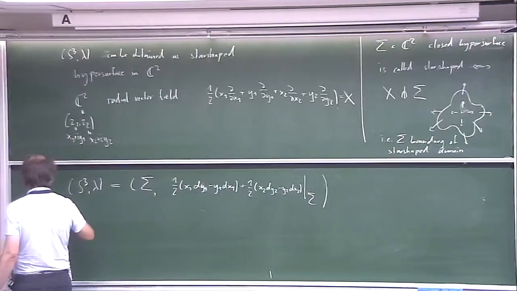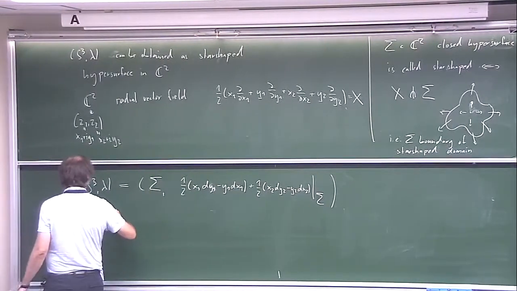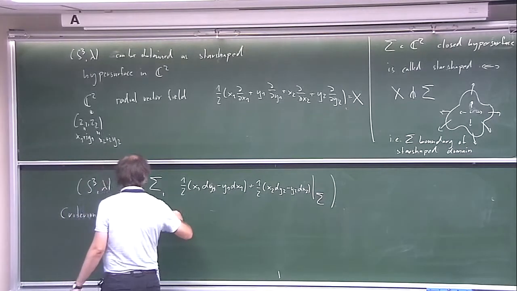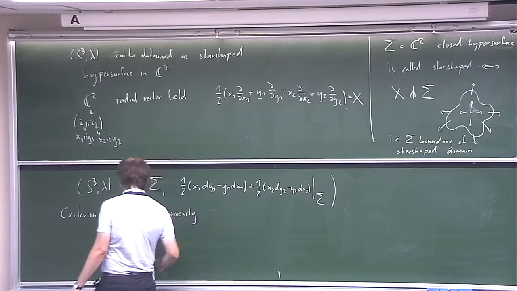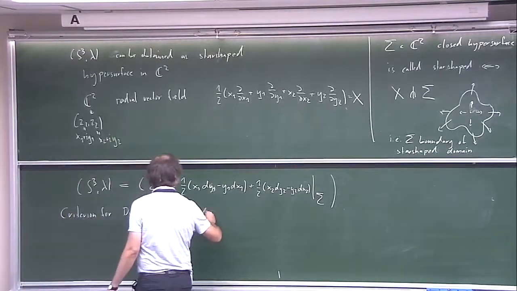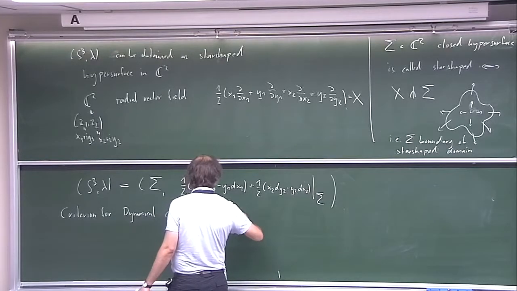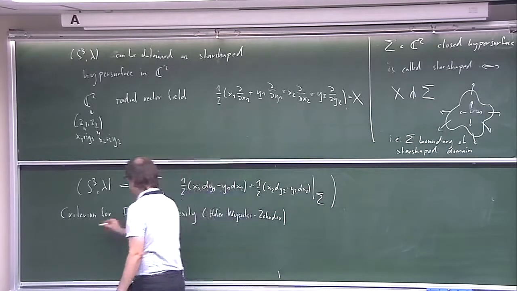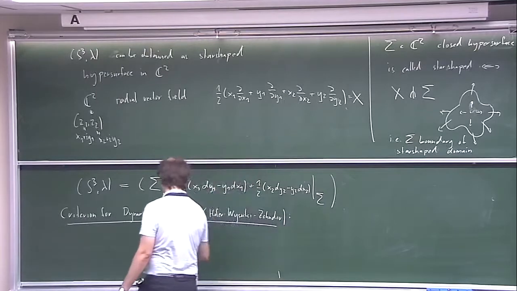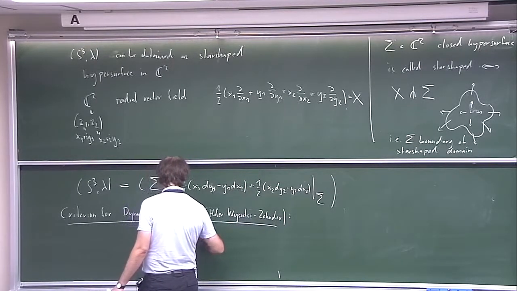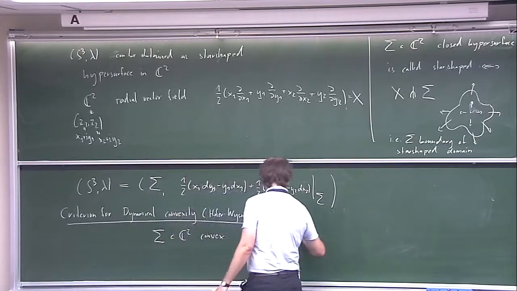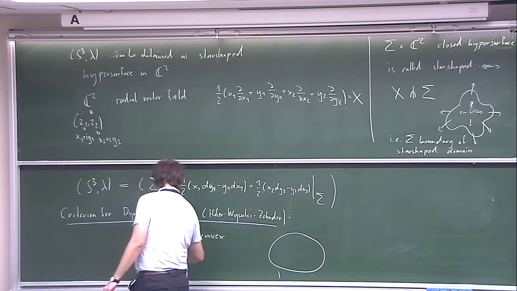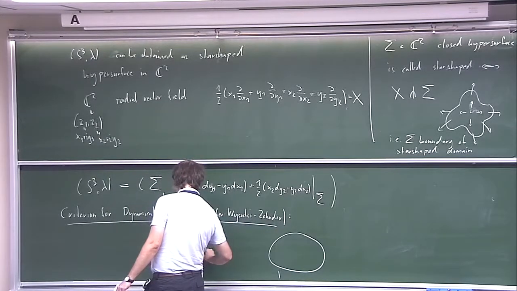So, criterion for dynamical convexity, due to Hofer-Wysocki-Zehnder: if sigma in C2 is convex, then sigma is dynamically convex.